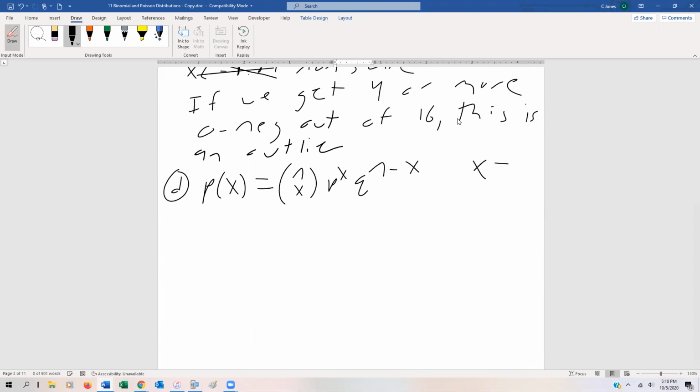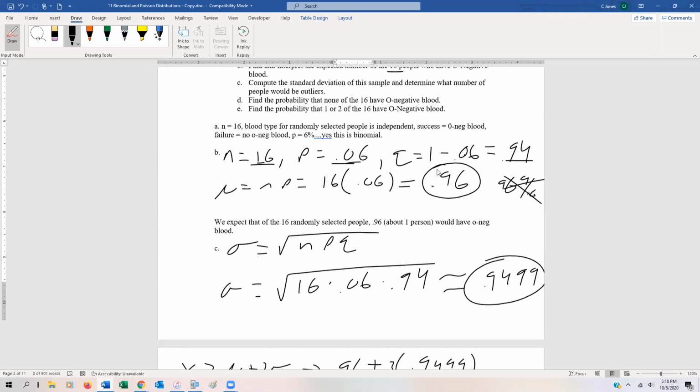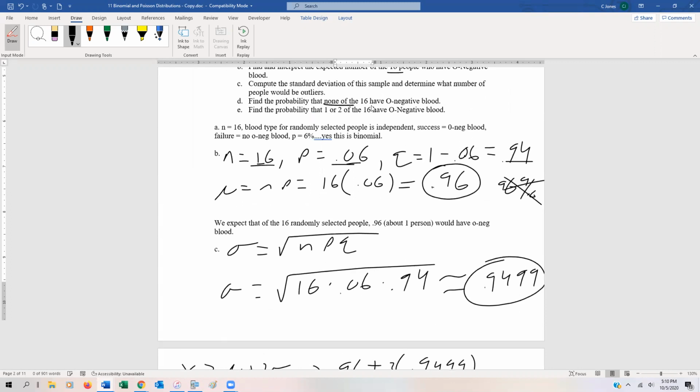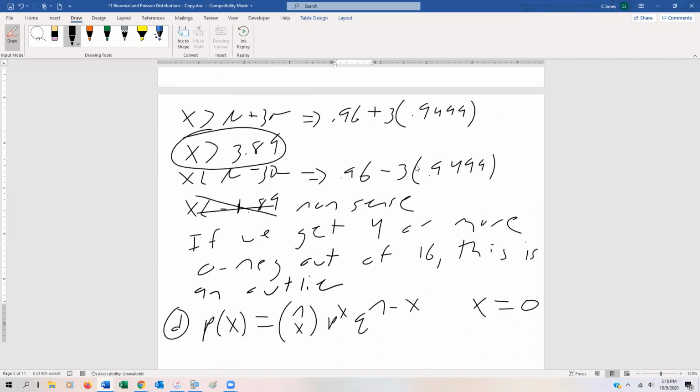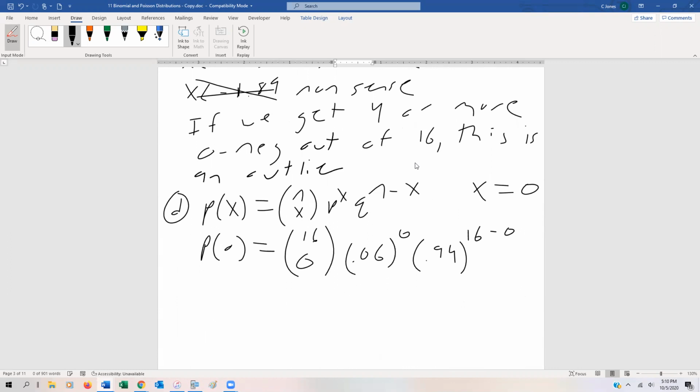We want none of them to have O negative blood. So in this case, X is going to be equal to 0. So the probability that none of the 16 have O negative blood. All right, so we're just going to substitute that in. We're going to say P of 0 is equal to N, which is 16 combination 0. We know that P was 0.06 raised to the 0, and then Q, which is 0.94 raised to the 16 minus 0.